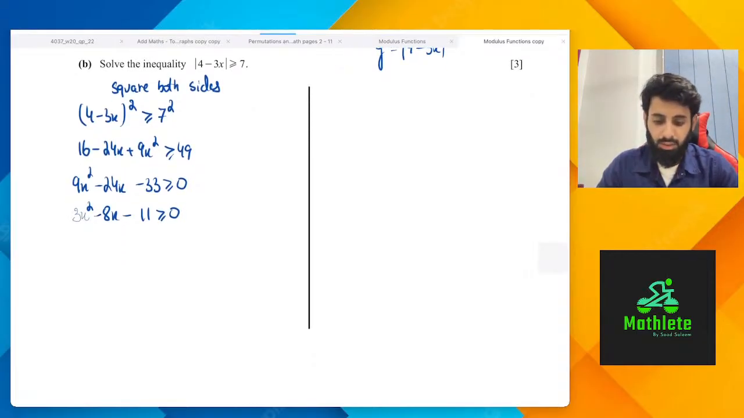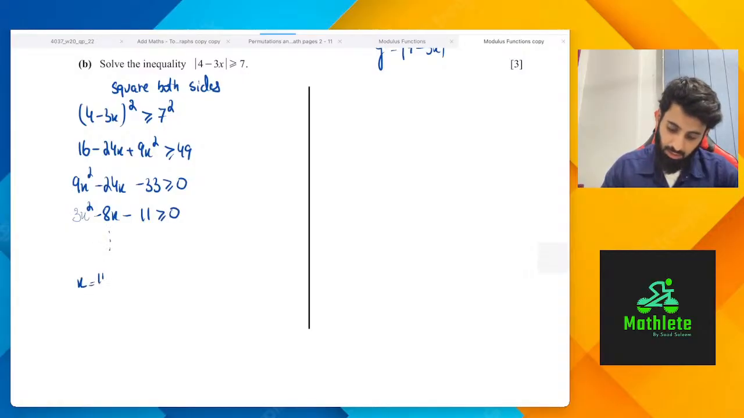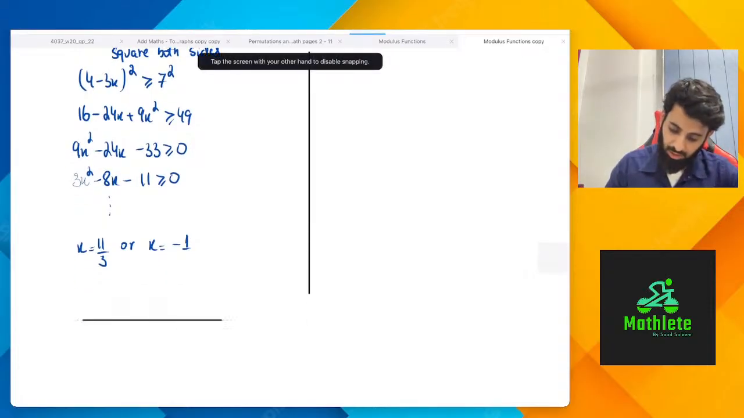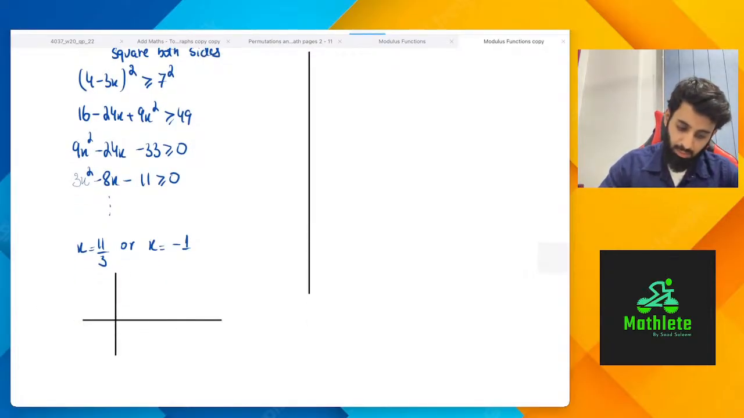Now to save some time, I'm going to use my calculator to solve this equation. So you have 3, minus 8, minus 11. If you solve this, you get x is equal to 11 upon 3, or x is equal to minus 1. Don't get carried away and think this is your answer. 11 upon 3 is going to be 3 point something, and minus 1 is minus 1. And this is the curve that you're looking at.